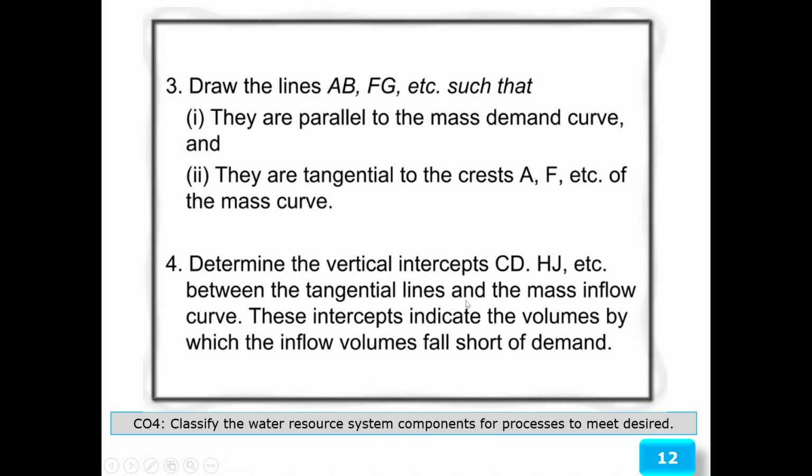Based on the curve we can take the line. So draw the lines AB, FG etc. such that they are parallel to the mass demand curve and they are tangential to the crest A, F etc. of the mass curve. Then determine the vertical intercept CD, HJ etc. between the tangential lines and the mass inflow curve. So this intercept indicates the volumes by which the inflow volumes fall short of demand.